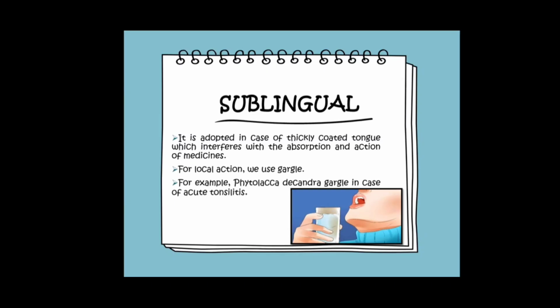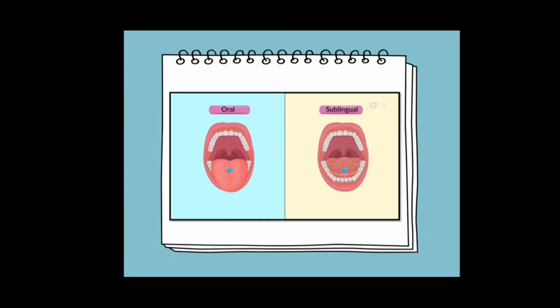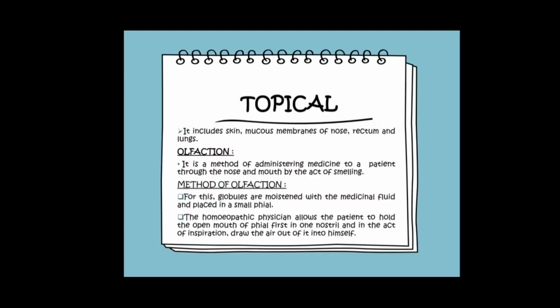These two pictures show the differences between the oral and sublingual route. In the first picture, the drug is placed above the tongue. In the sublingual route, the drug is placed below the tongue. It acts on the mucous membrane of the tongue and throat. Coming to the topical route, it includes skin, mucous membranes of nose, rectum and lungs.